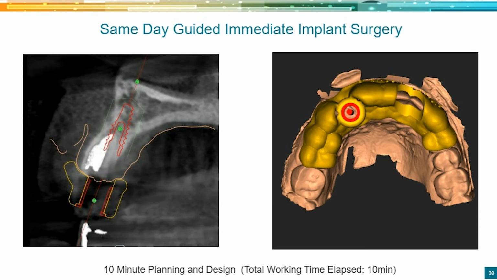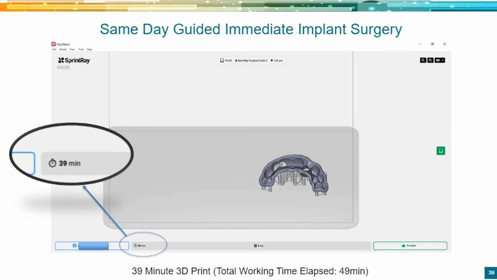So we plan where I want our future final implant to be in our restoration. And we've got our guide. So this maybe takes 10 minutes, right? Like we saw earlier. So we're at 10 minutes right now. We export it and put it into the Rayware software for our 3D printer. It's going to take 39 minutes.